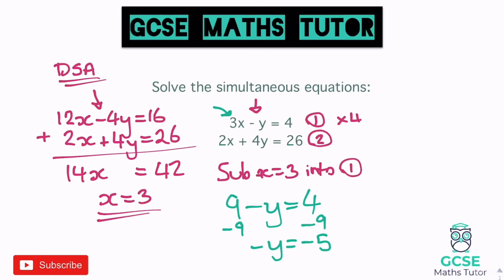4 take away 9. And then therefore positive y has to equal +5, or we could divide both sides by -1 or times both sides by -1, but ultimately we are going to get the opposite value. If negative y equals -5, then positive y equals +5. Which we knew logically from the start here. If you look at that, you've got 9 take away 5 has to equal 4, doesn't it? So we've got x is 3 and y equals 5.